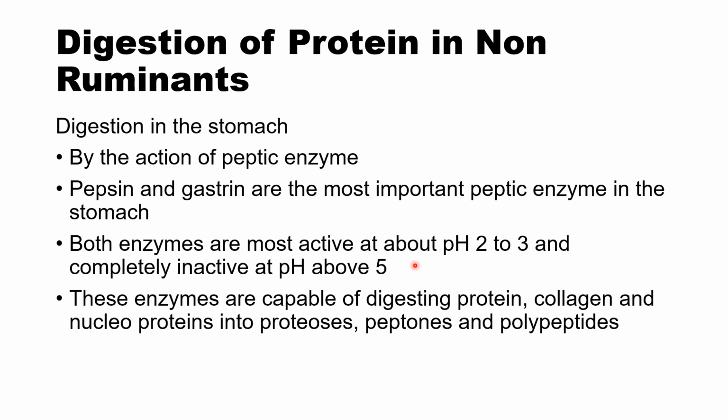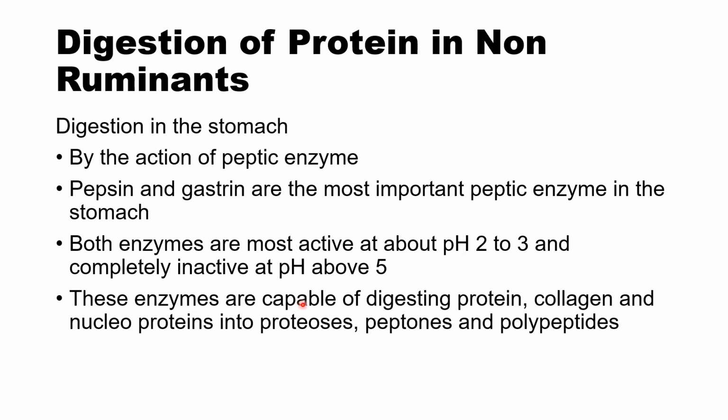Kasi pag tumaas yung pH, naging basic yung pH, naging 5 and above, inactive na yung mga enzymes doon sa stomach. At pag inactive yung mga enzymes like pepsin and gastricin, hindi na nila ma-digest, ma-break down yung protein. Kaya importante na nasa range na to, sa 2 to 3 pH, yung acidity or pH level dun sa stomach.